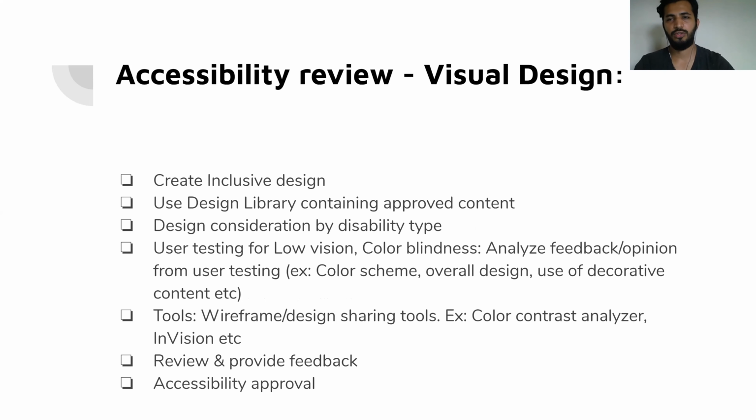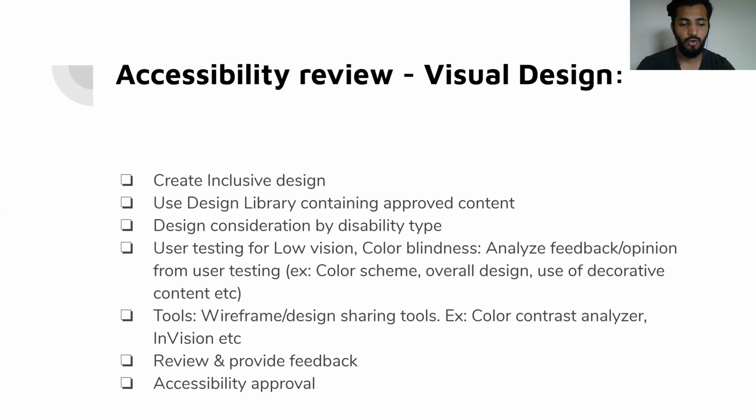Moving to the next slide, we'll talk about visual design. User testing can be really helpful when it comes to visual design. For example, whether the content the designer has put out is acceptable and usable for someone with low vision or color blindness, not relying too much on color. The color scheme meets the accessibility acceptance criteria. The overall design is simple. The decorative contents are not too complicated.